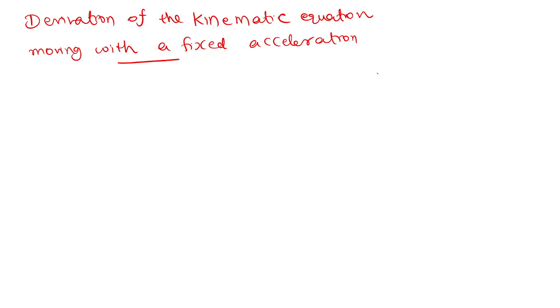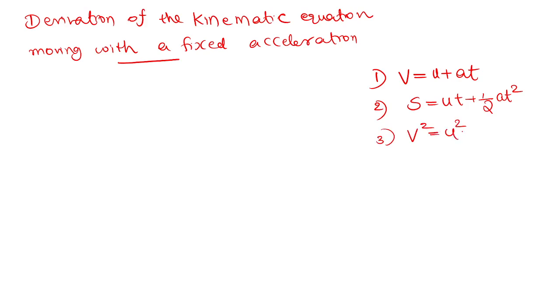The 3 equations are, I think you studied, and yes, definitely you studied in the lower classes. Have you seen these formulas anywhere? V equal to U plus AT, S equal to UT plus half AT square. Do you remember this set of formulas? Manan, do you remember this formula? Yes. Aaron, you studied that. Yes. I'm going to derive these 3 formulas.